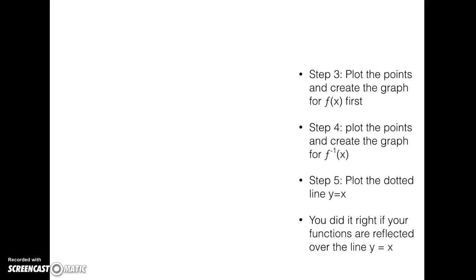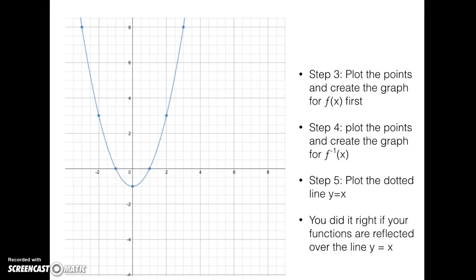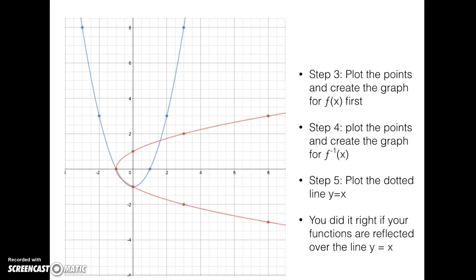The next step to graphing is to plot the points and create the graph for f of x first. So here's our parabola. Axis of symmetry is the y-axis. The vertex is at (0, -1). And then I'm going to plot the points and create the graph from my inverse table. So those points plotted here are from my inverse table.